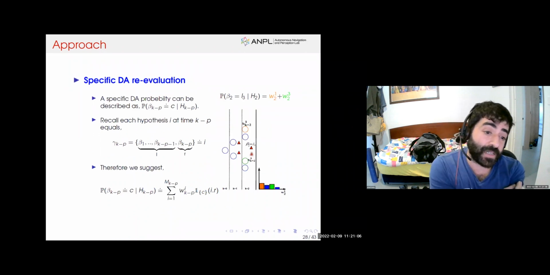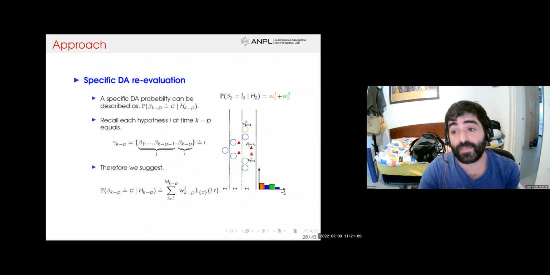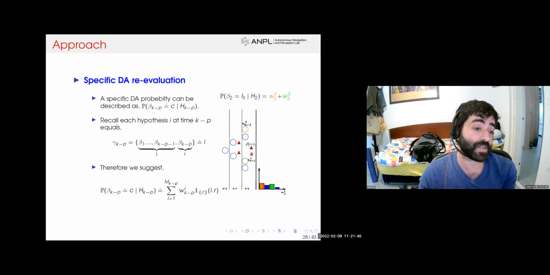We now wish to show two additional aspects that can be affected by the weight reevaluation. The first aspect is the probability of a specific DA at a given time point. In general, a specific DA of a given landmark index C, which is noted here, can be shown in the following order. If we observe again the gamma indicator, which was noted in the past, we can divide it into two sections. First is the left section, which is a vector of all the DAs till time k minus p, and the right section is the last data association that we commence at time k minus p.